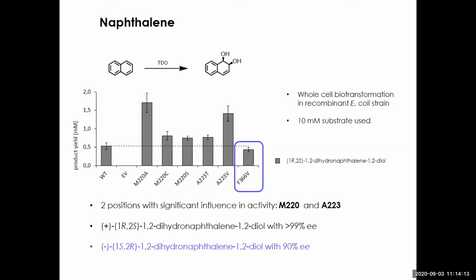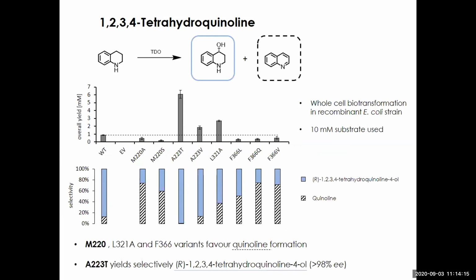For the next substrate, the tetrahydroquinone, which was never tested with the toluene dioxygenase before, 2 products popped up. The one pharmaceutically quite interesting, tetrahydroquinone 4-ol, here shown in blue, and the other one, the quinoline, the hydrogenation product. And in this graph, you can see the overall yield of both products together and below the selectivity. So in blue for the alcohol and in black for the quinoline.